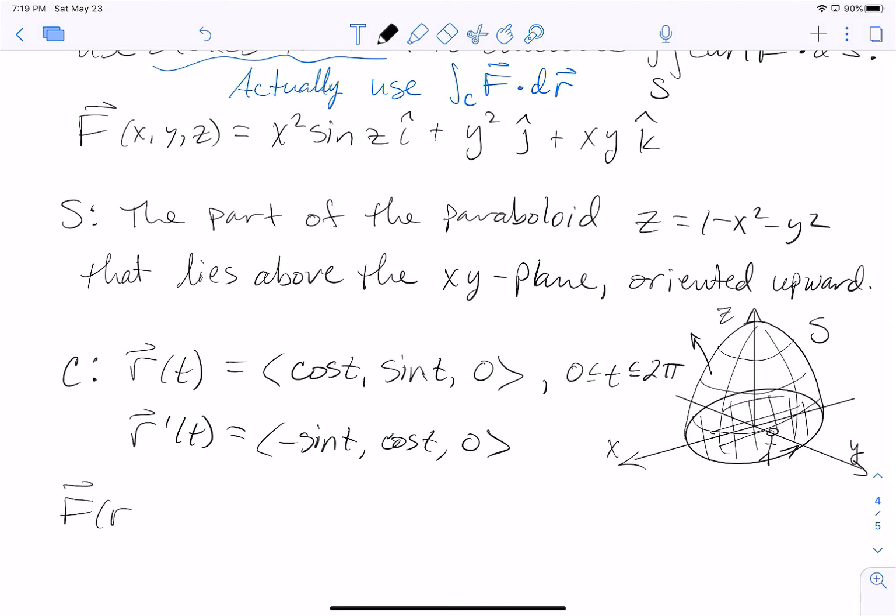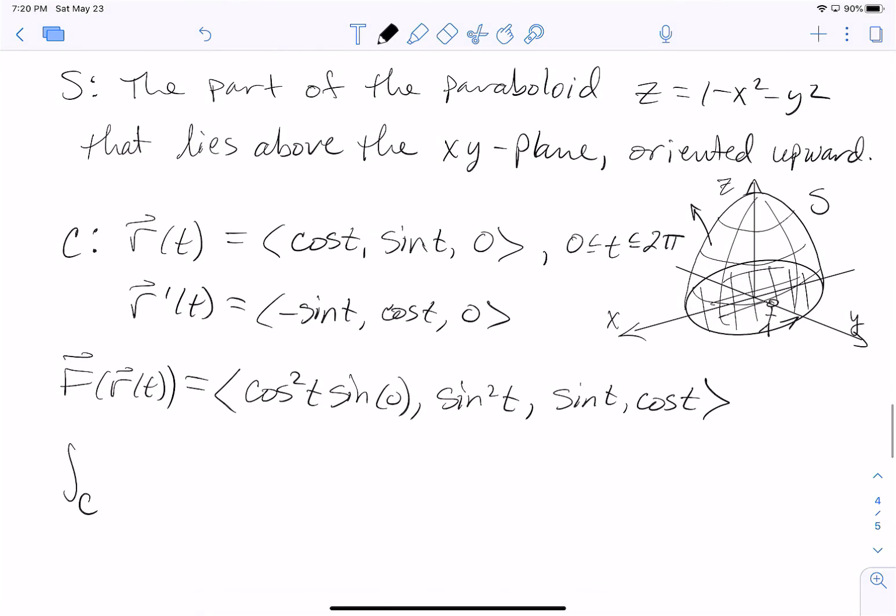And F of r of t is then going to be x squared times the sine of z, but x is cosine of t and z is 0. We're going to write it down as cosine squared of t times sine of 0, but we'll simplify that in a bit. y squared is going to be sine squared of t. And then xy is going to be sine of t cosine of t.